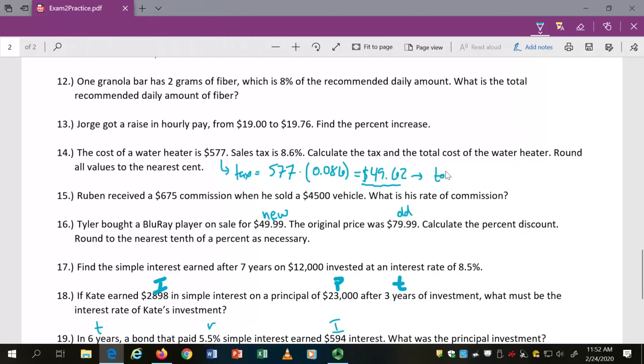So then what would the total be? The total would be the sum of those things. So you'd take that tax and you'd add it back onto the cost, and it would be 626.62 for the total. Yep.